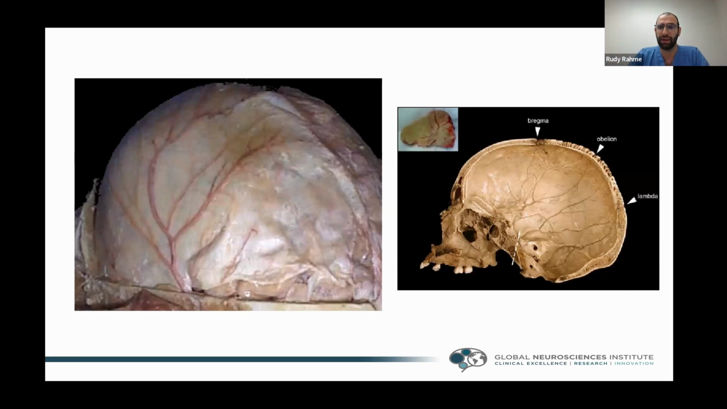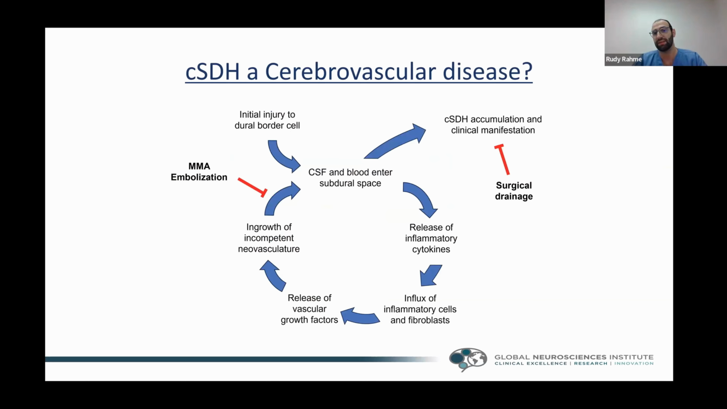Where does the middle meningeal artery come in? Essentially, the middle meningeal artery is the blood supply to the dura. So the neovascularization, those new capillaries, are coming off of the middle meningeal artery. This is the new thinking about chronic subdural hematomas. You have an injury to the dural layer, then CSF and blood enter the subdural space. That leads to the accumulation.